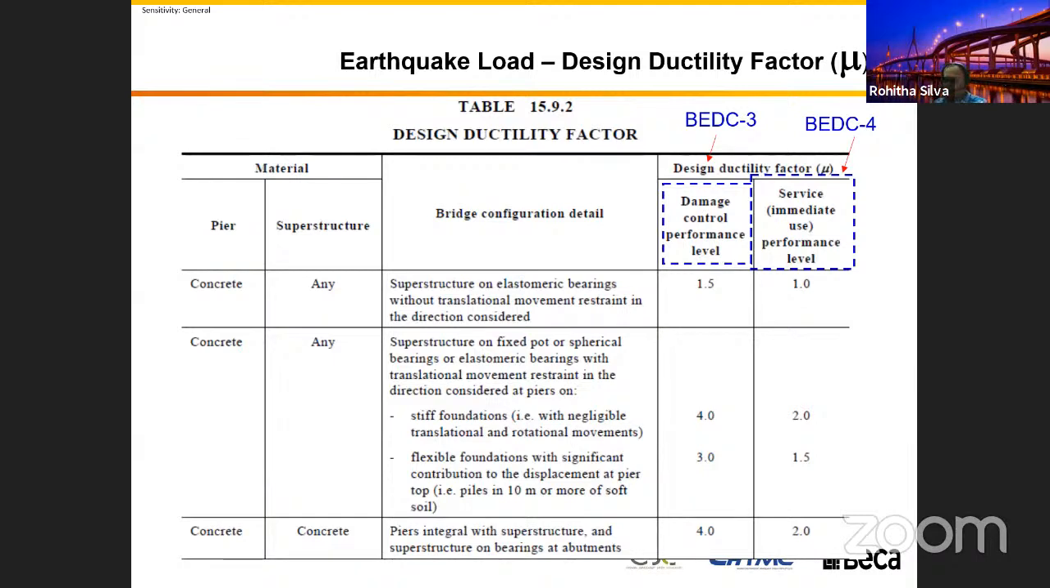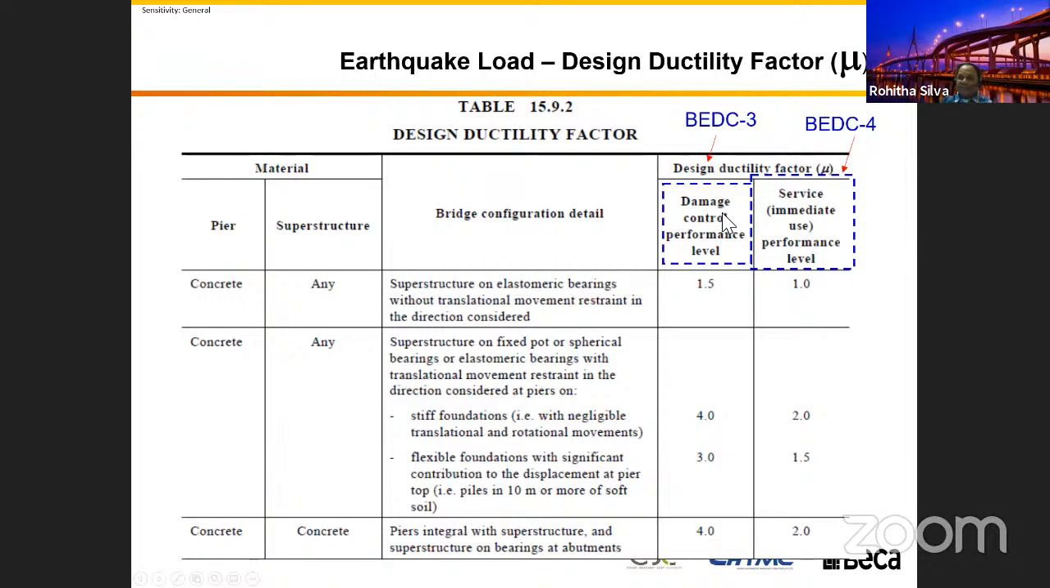As I mentioned before, for our importance category, bridge earthquake design category 4 is the highest one. We call that the service or immediate use performance level. That means when the earthquake happens, even though it only lasts a couple of seconds, the emergency crews and others can use that bridge.